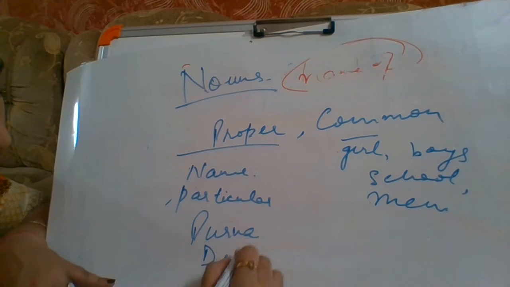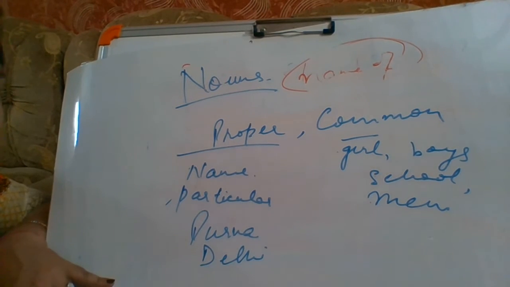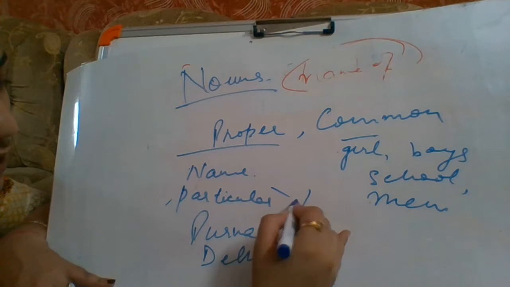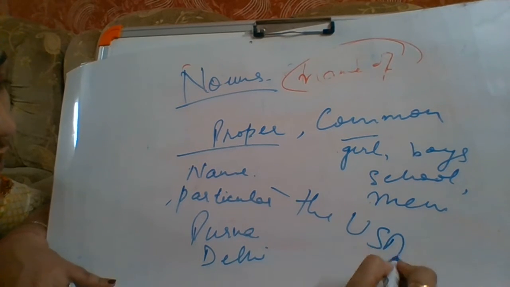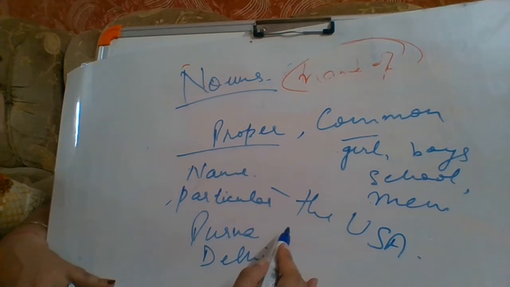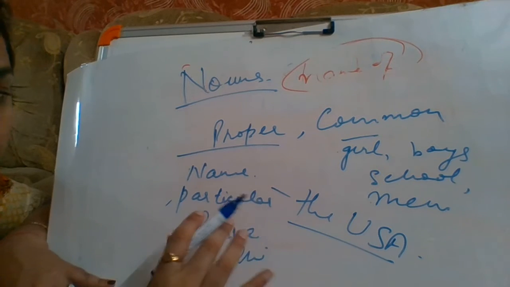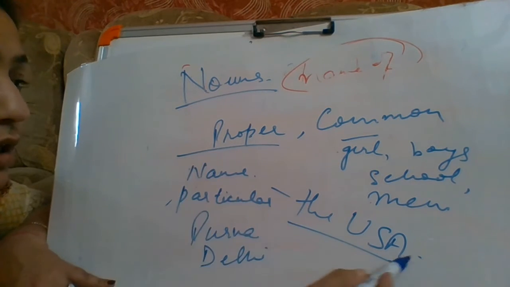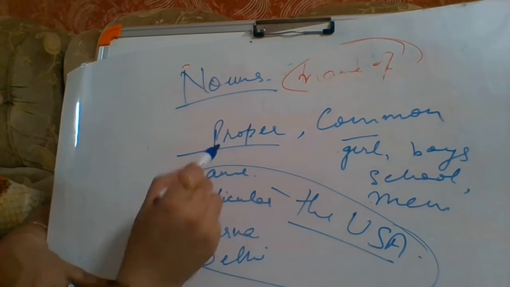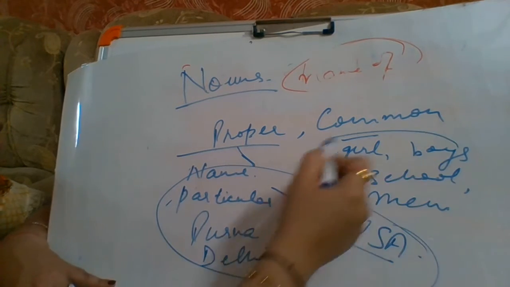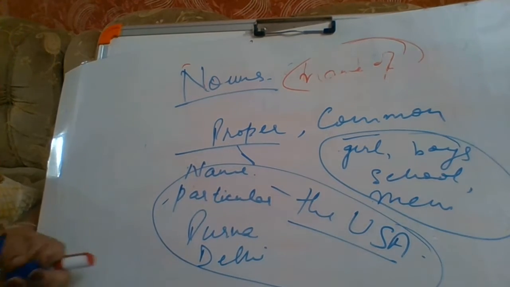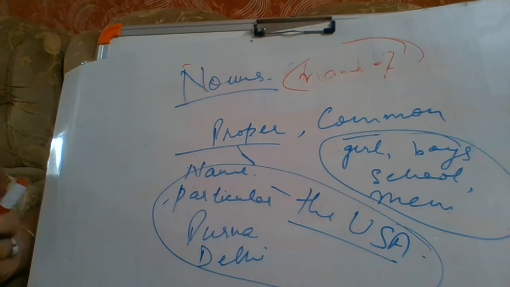Delhi is particular. The US is a particular country name, right? So a name given particularly to one thing is a proper noun, but a common categorization of something is a common noun.